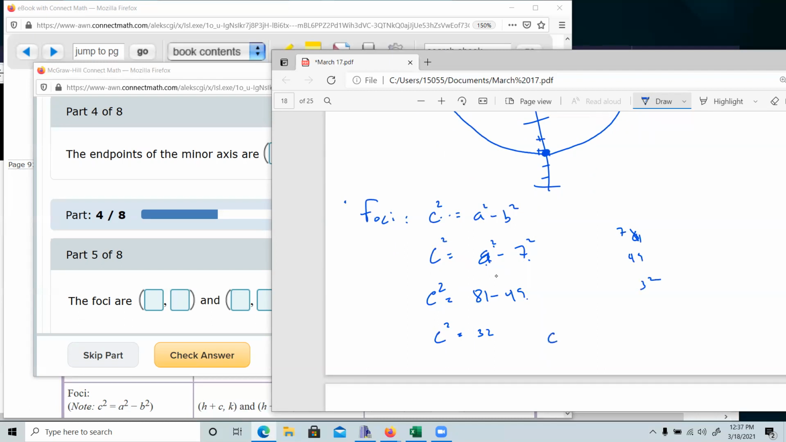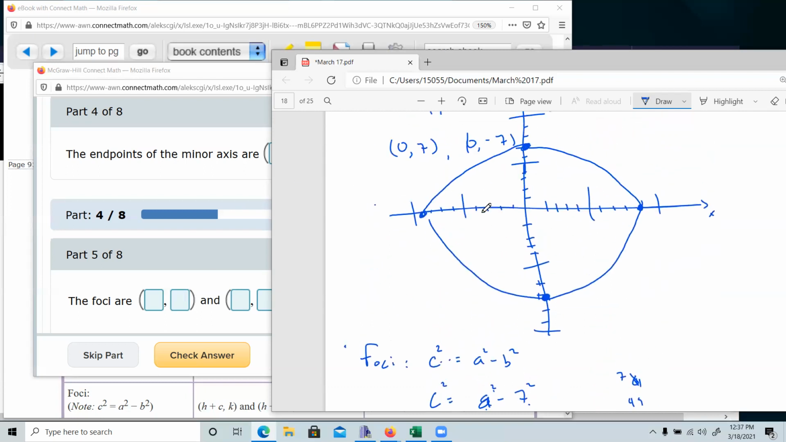So c is equal to the square root of 32. And again, this kills me to leave it like that. So this is 4 root 2, plus or minus. And again, they're along the center line. Square root of 32 is 5-ish, 6-ish. They lie along the major axis, and that's where your foci are.